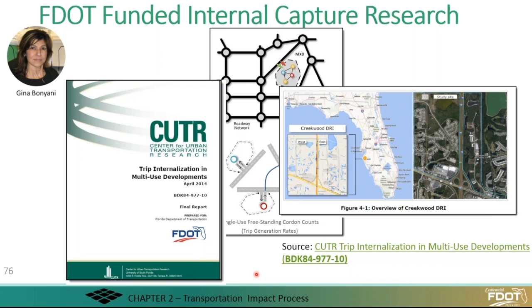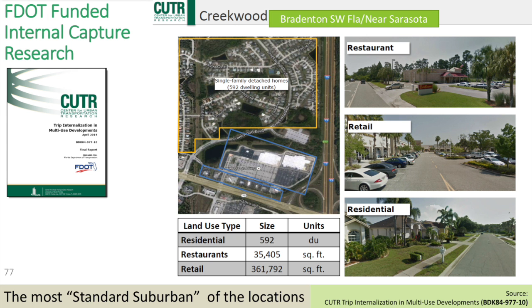We came up with some criteria, and we had CUTR look at those criteria and choose the sites. We had CUTR look at 4 sites. One of the sites was Creekwood, here in Bradenton, near Sarasota. As you can see, they looked at restaurants, retail, and residential, and the sizes of each land use type that they looked at. This site was the most standard suburban of all the locations that they looked at.